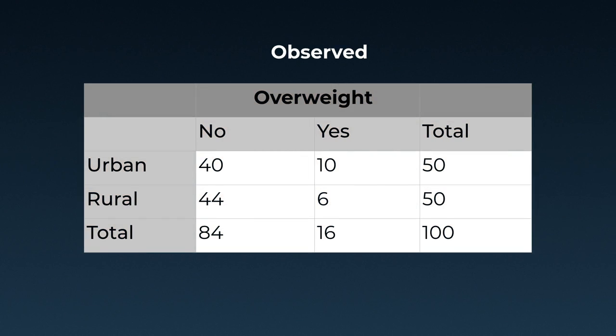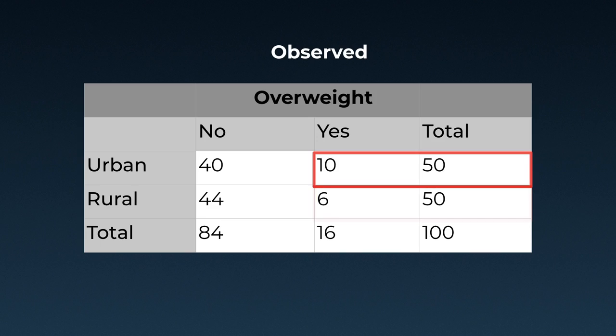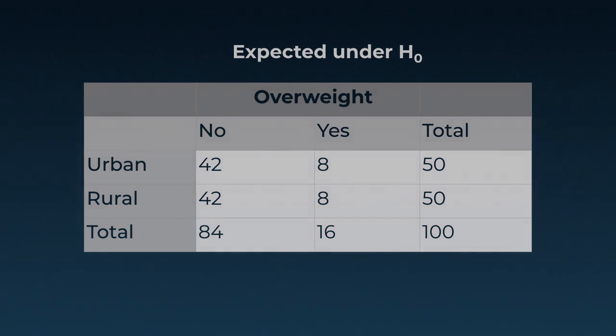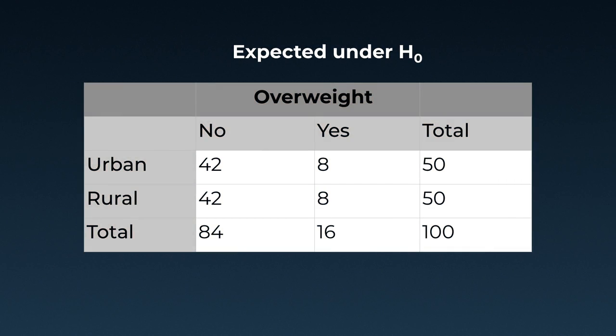Imagine that we have a sample of 100 children, 50 living in the countryside and 50 living in cities. This cross table summarizes the sample proportions we have obtained. In our sample, 6 out of 50 children from rural areas are overweight, versus 10 out of 50 children from urban areas. What would we expect if the null hypothesis is true? The same proportion of overweight in both groups. In total, we observed 16 overweight children out of 100, so if the null hypothesis holds, I would expect 8 of them to live in the countryside and 8 in the city.